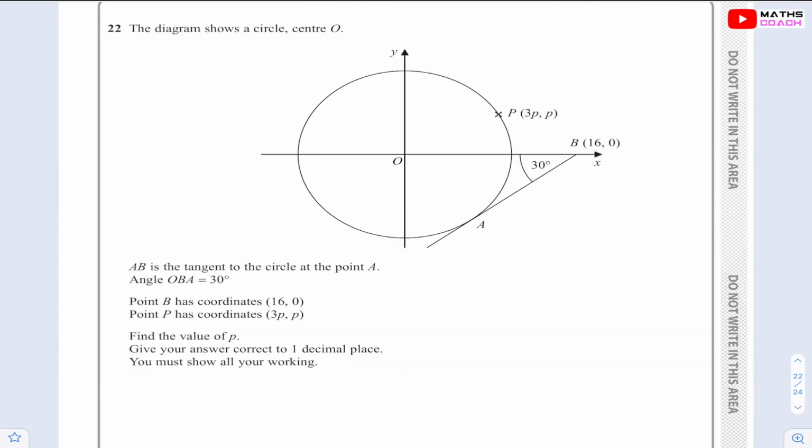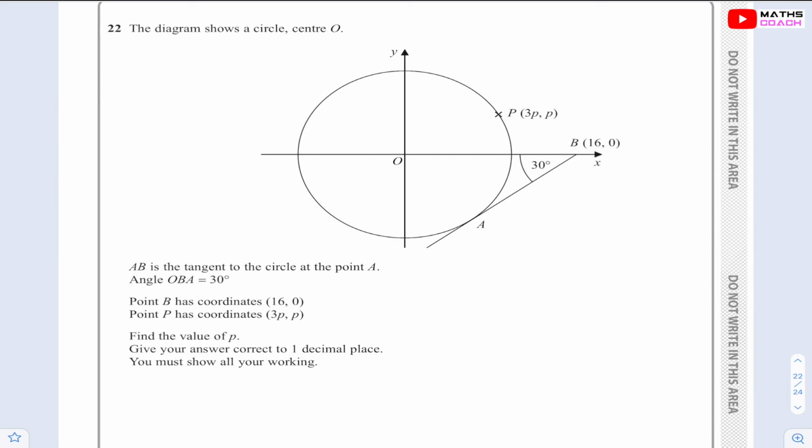On to question number 22. We have a circle and we have a tangent to the circle which meets the x-axis at 30 degrees. We are told that the P coordinate is (3P, P), and the B coordinate is (16, 0). And the information is also told to us here in the text. Find the value of P, giving your answer to one decimal place.